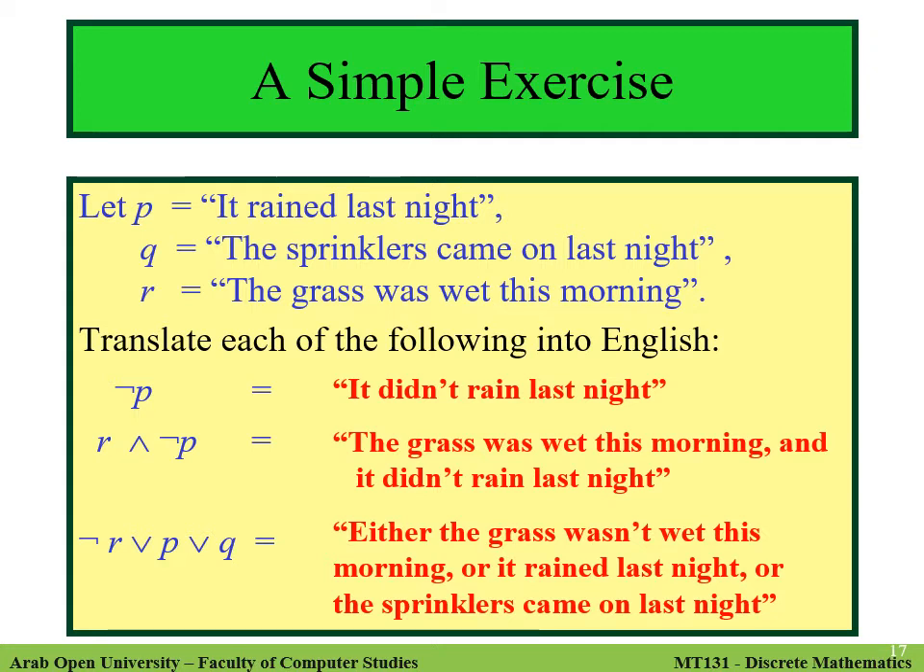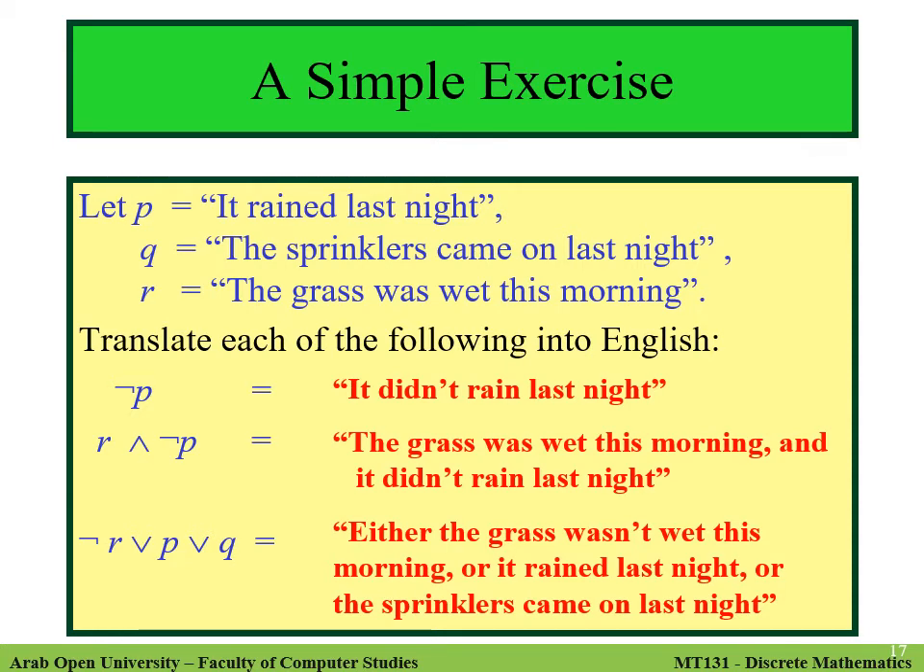Translate each of the following into English, meaning take a statement written in logical symbols and write the English equivalent, using an English sentence. Not P is the negation of P, so it should be: it did not rain last night.